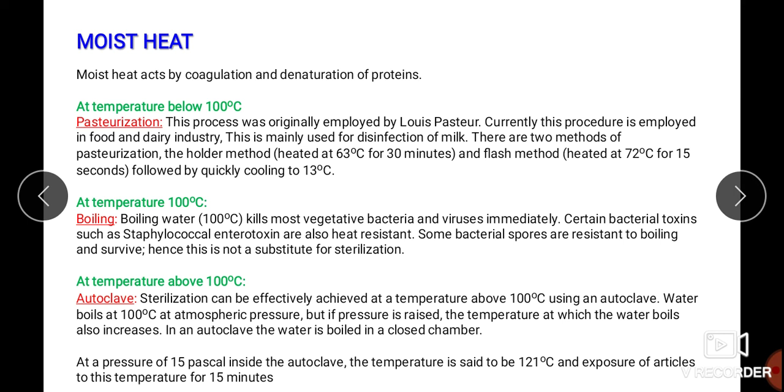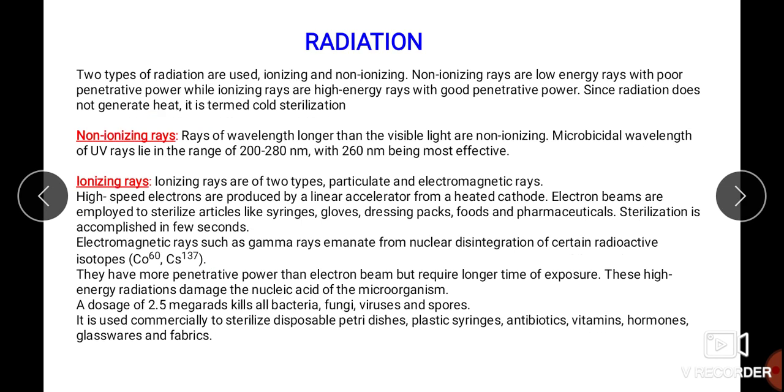At a temperature above 100 degrees Celsius, the equipment used is the autoclave. In this autoclave, moist heat is used at a temperature of 121 degrees Celsius. At this temperature there is a pressure of 15 pounds, and because of such pressure, the articles or material get sterile and all the endospores get killed. The next point is radiation.